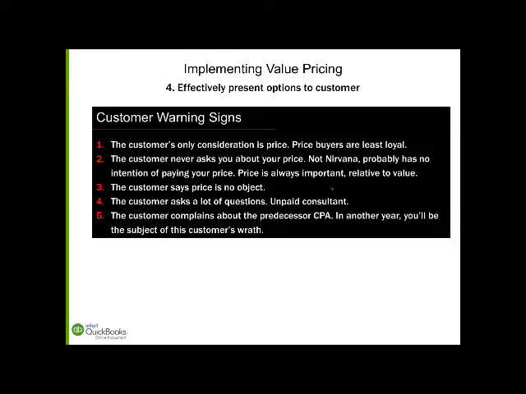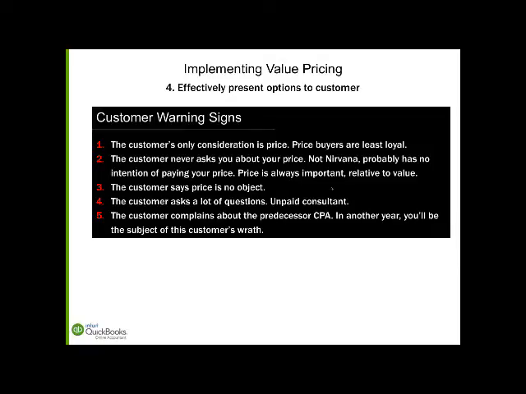And let's talk about some customer warning signs. I'm not going to go too far into this. There's a lot more detail in my book about these customer warning signs, but let me just give you some of them. If the customer's only consideration is price, then they're a price buyer, and these are the least loyal type of customers. These are the types of customers that will change providers to save $100.